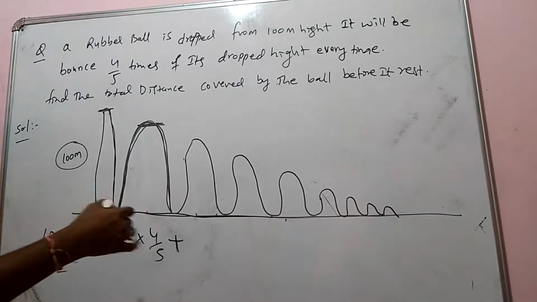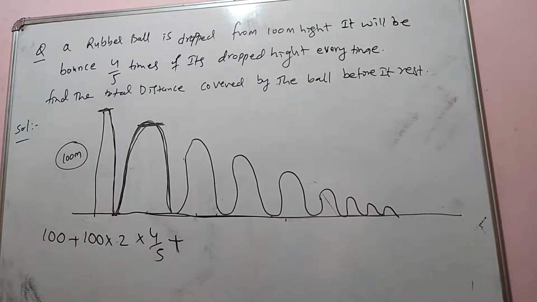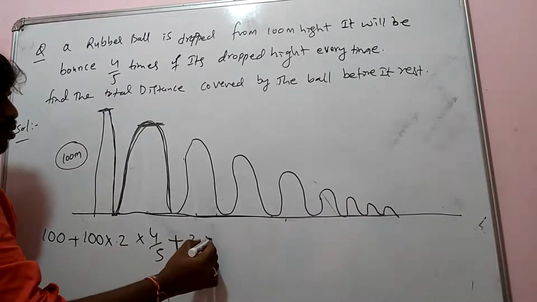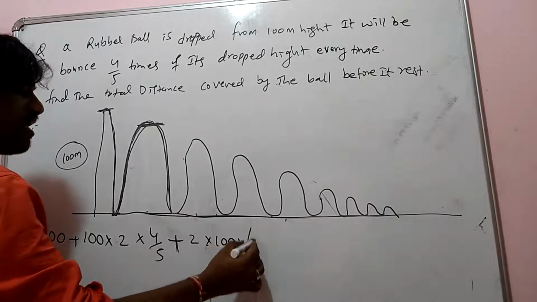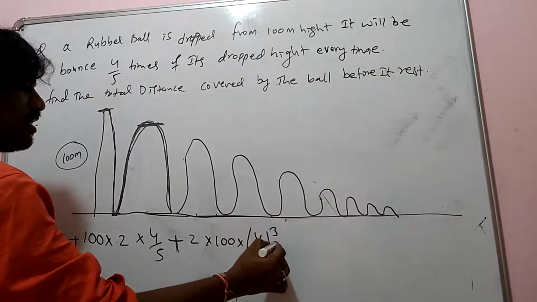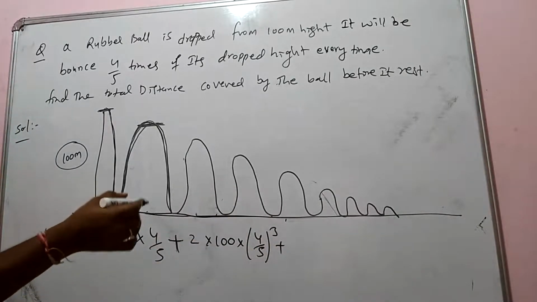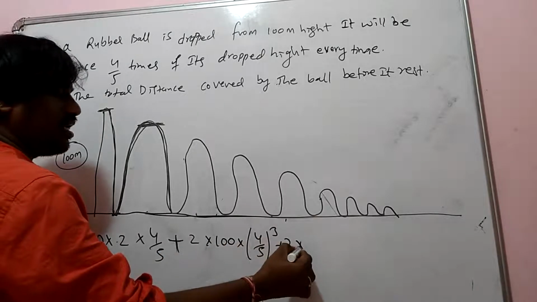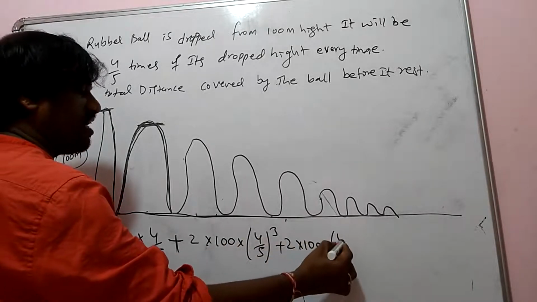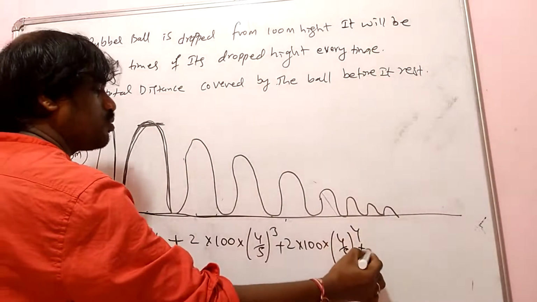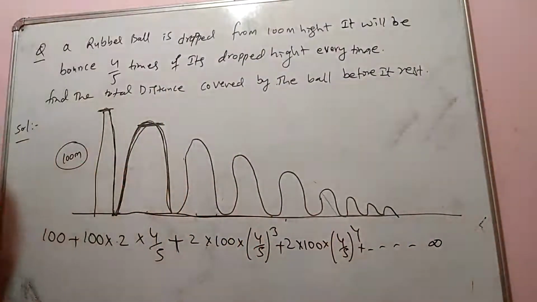So it is repeating likewise. Are you getting it? So what I'm going to get next time is 2 into 100 into 4 by 5 whole cube. Next I'll get 2 into 100 into 4 by 5 to the power of 5, and so it's going into infinity. We don't know how many times it goes.